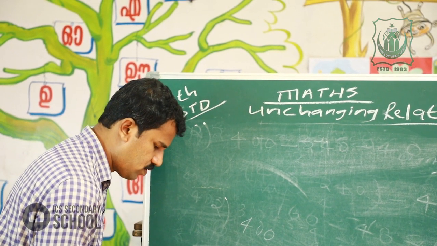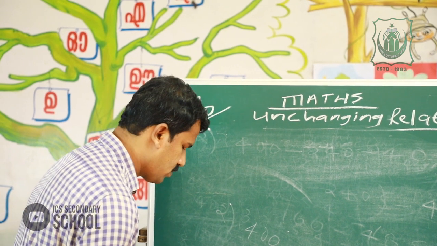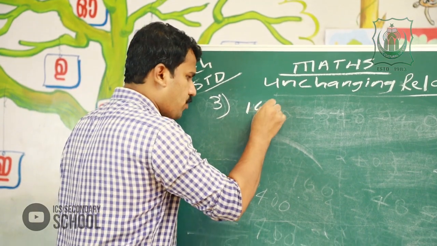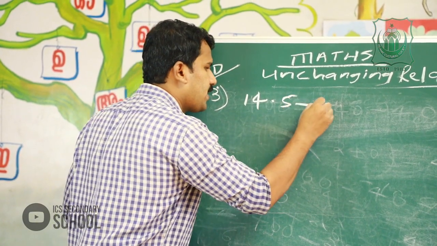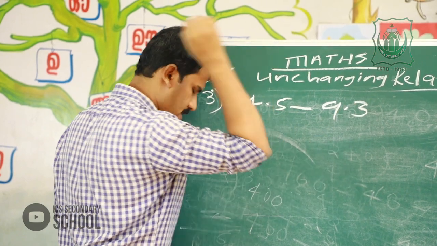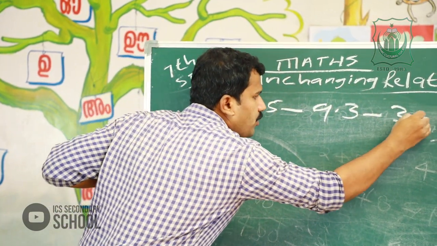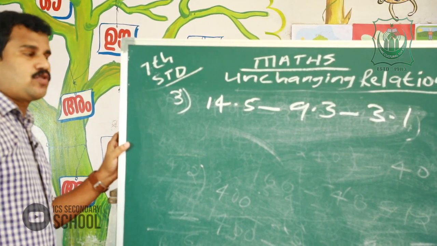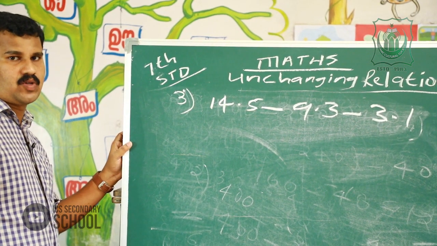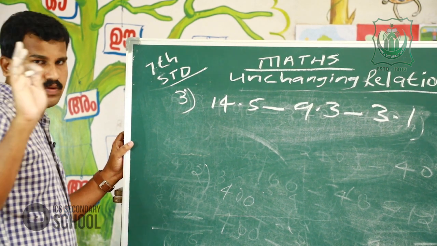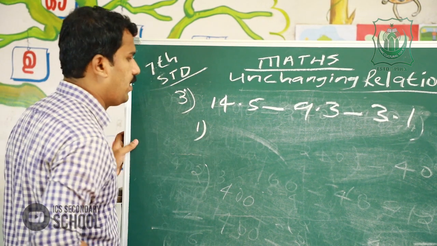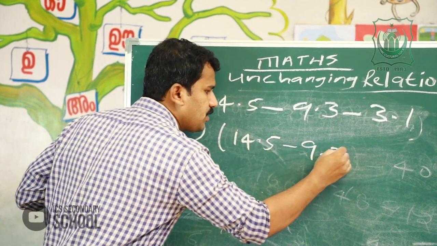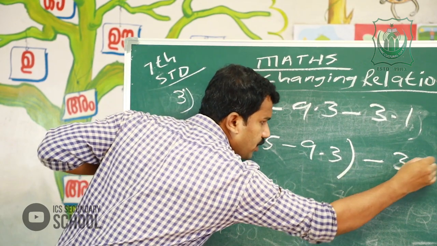Now solve question number 3. 14.5 minus 9.3 minus 3.1. You can solve this problem in two methods. So now I am solving with method 1. 14.5 minus 9.3, then minus 3.1.